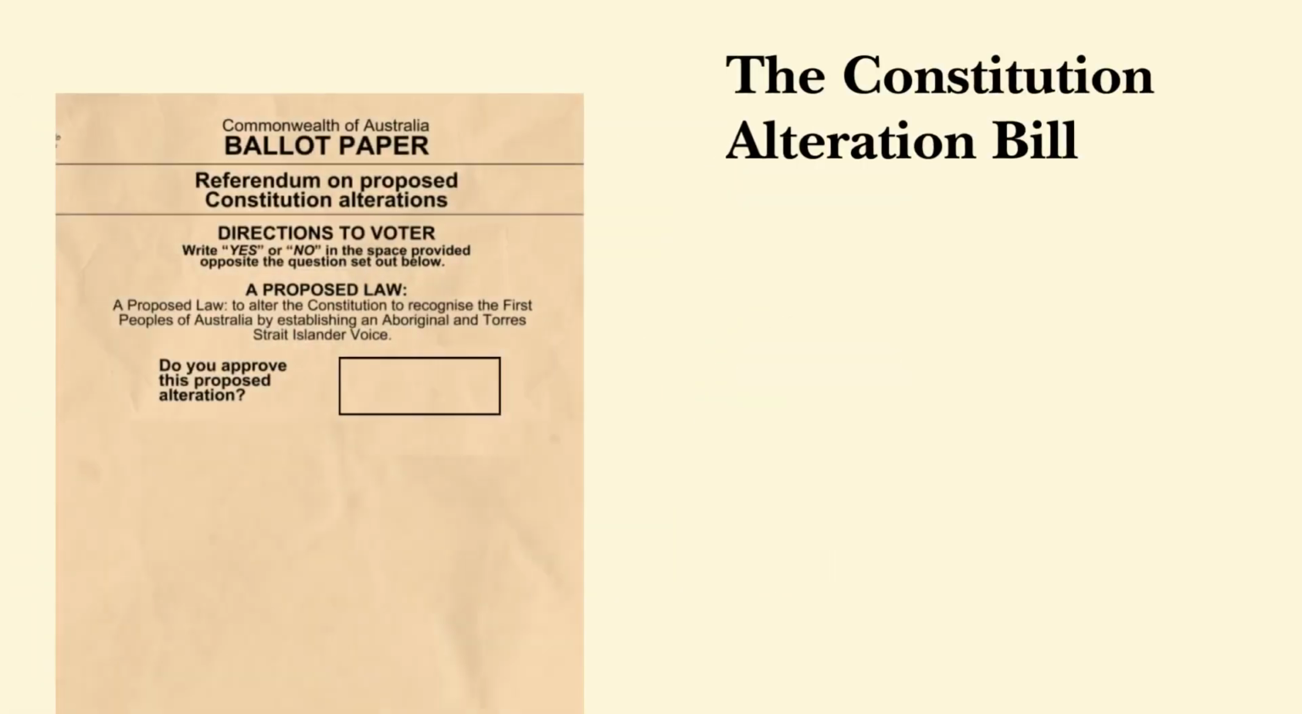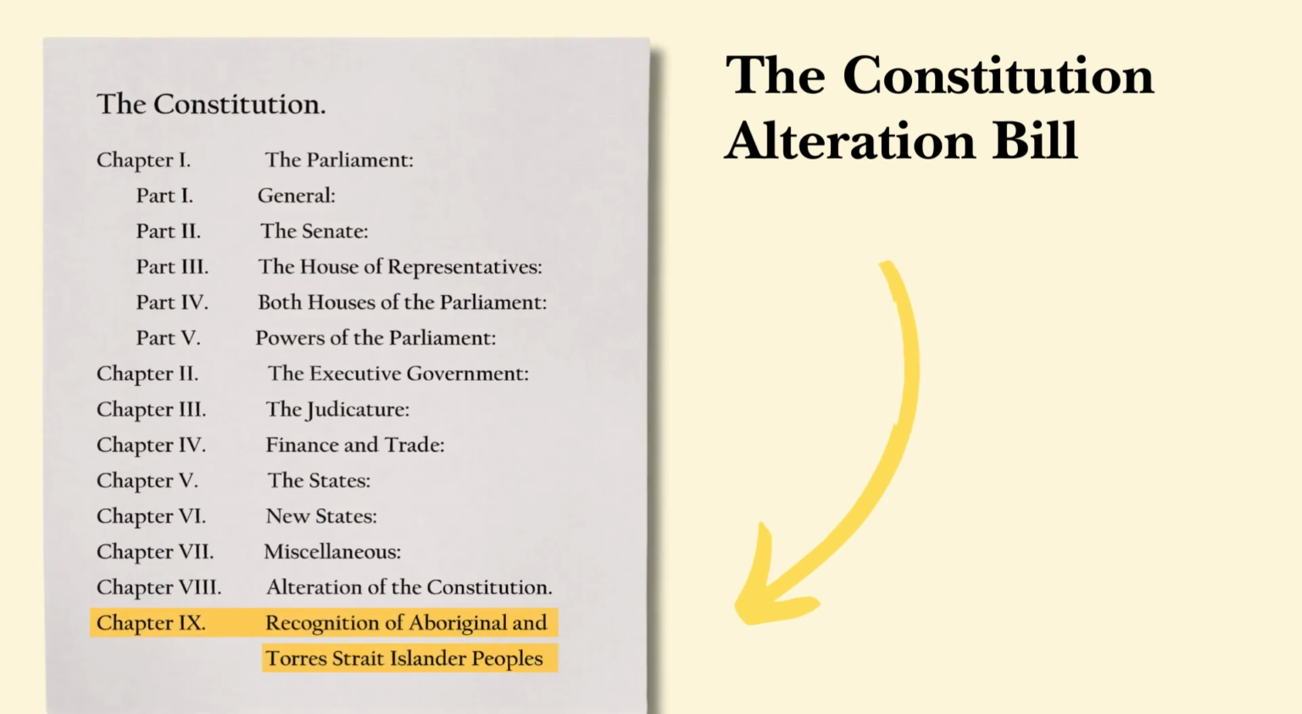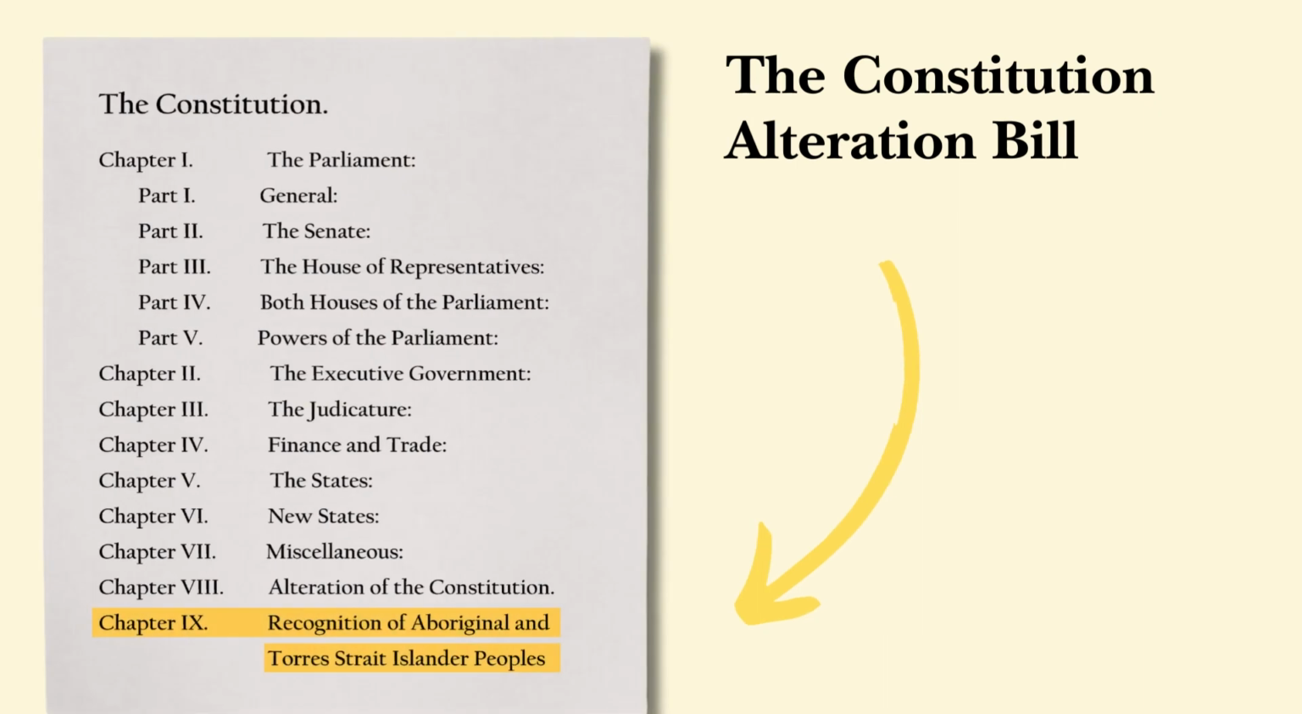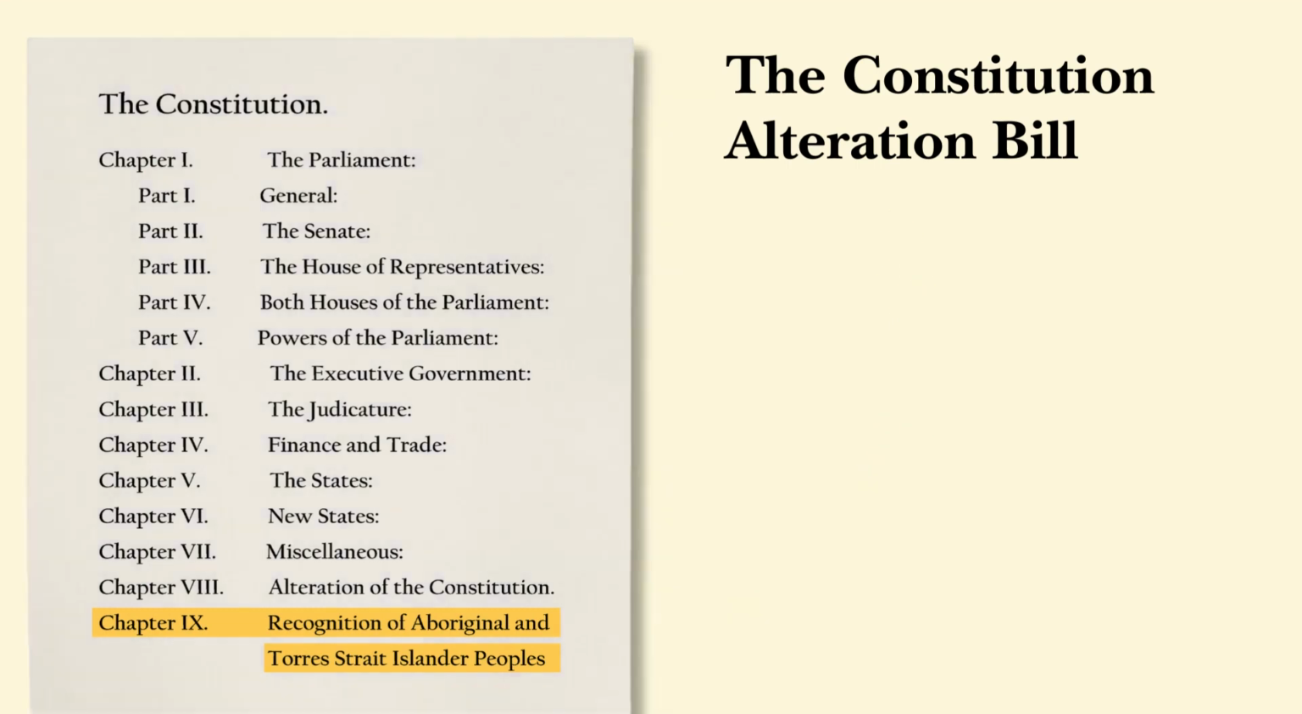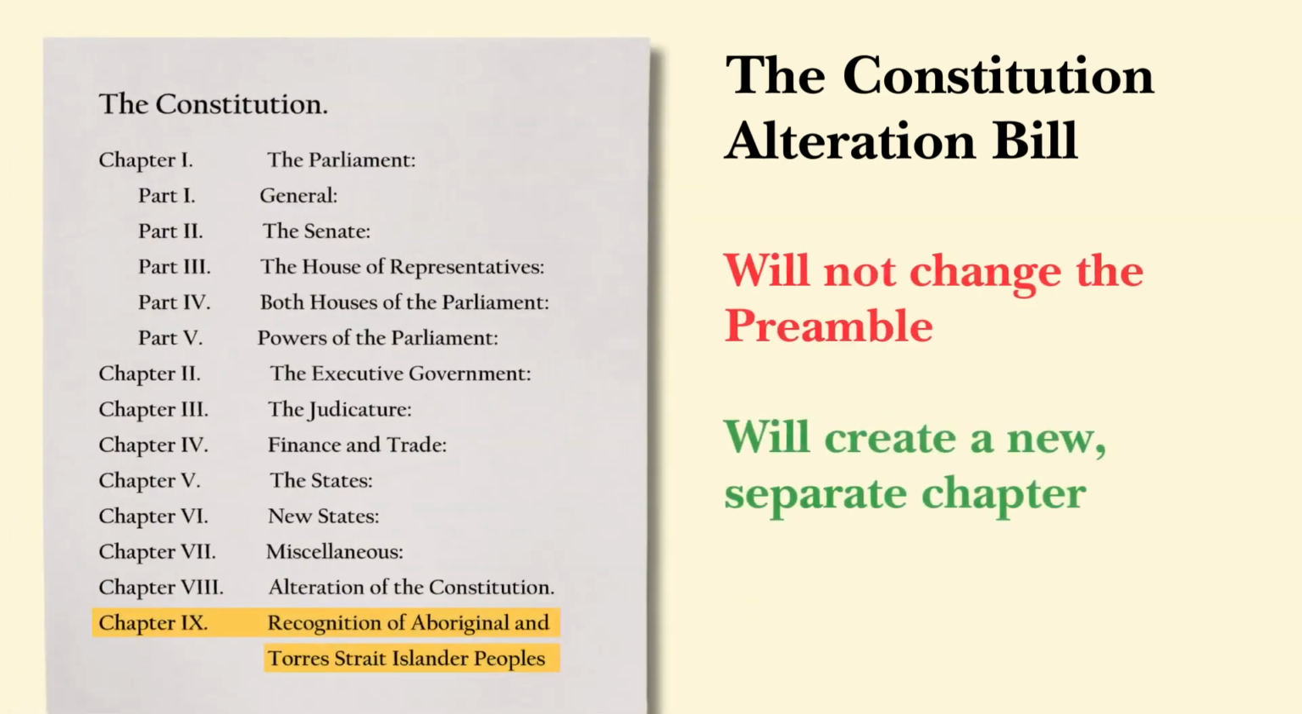The question that will be put to voters in the 2023 referendum is whether to vote yes or no to adopt the proposed law that will alter the Constitution by inserting a new chapter, Chapter 9, Recognition of Aboriginal and Torres Strait Islander peoples. The Voice proposal will not include a change to the preamble, like the failed 1999 referendum, that proposed to recognise First Australians in the preamble to the Constitution.